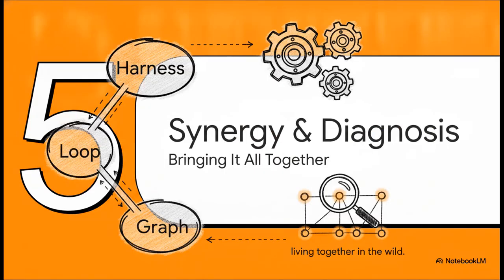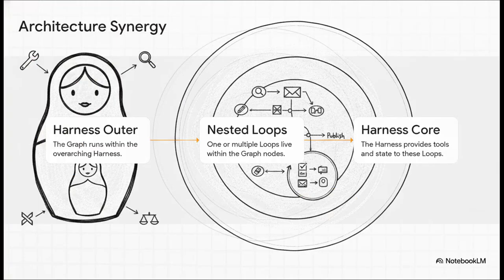And finally, Section 5, Architecture, Synergy, and Diagnosis. Let's bring it all together. So, how do these 3 layers actually play nice together in the real world? Well, they fit together kind of like Russian nesting dolls. Let's imagine you're building an autonomous agent that researches and publishes a daily industry newsletter. Your graph outlines the macro steps, right? Research, draft, edit, publish. That graph runs entirely inside your overall harness.